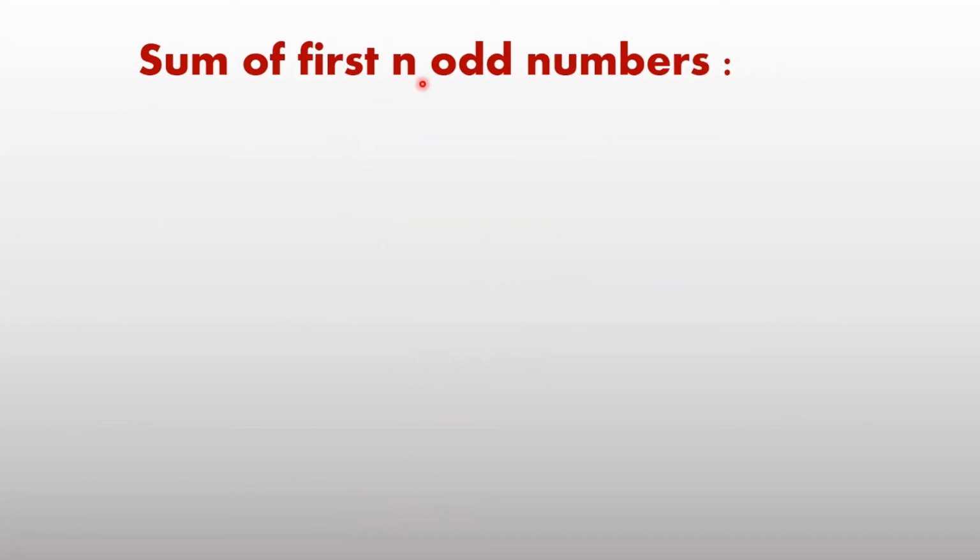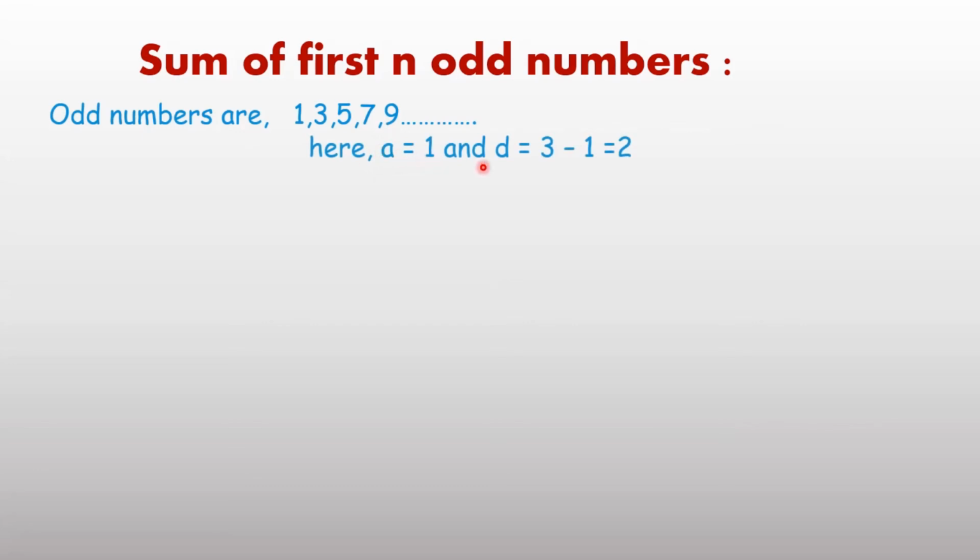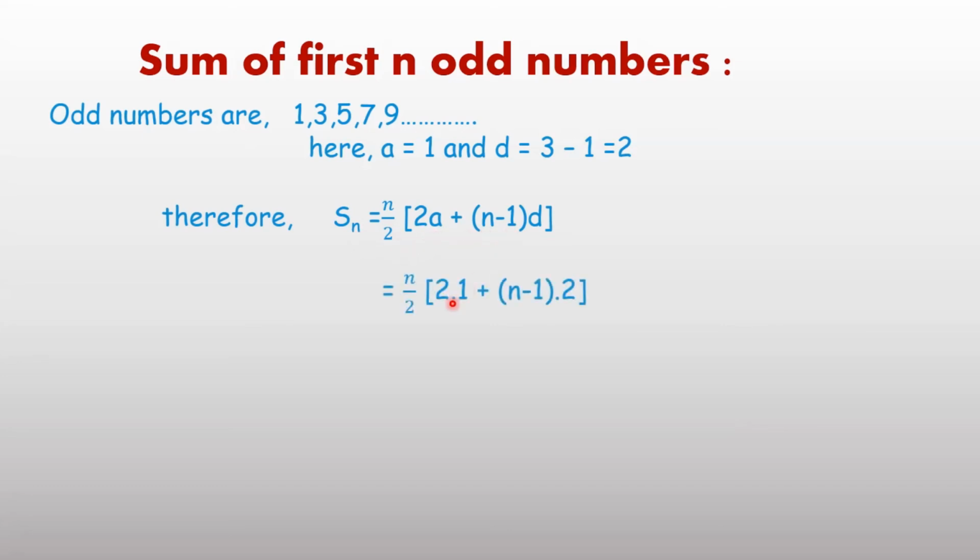Now next, sum of first n odd numbers. 1, 3, 5, 7, 9 odd numbers are given. Here the first term is 1 and common difference is 3 minus 1. The sum of n terms formula is n by 2 in bracket 2a plus n minus 1 into d. Put the value of a and d. 2 into 1, 2, plus 2n minus 2. n by 2 into 2n equals n square. It implies the sum of first n odd natural numbers equals n square.